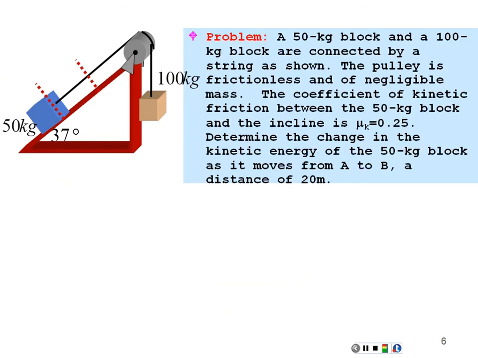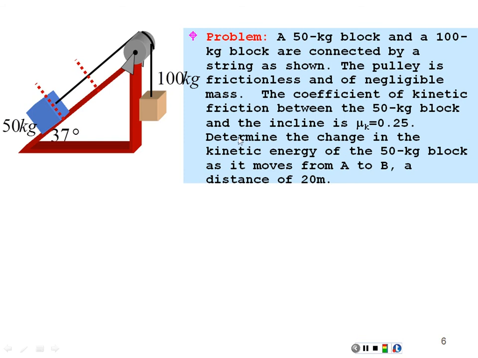Let's try another problem. See, these are all difficult situations dealt with rather easily using conservation of energy. A 50 kilogram block and a 100 kilogram block are connected by a string as shown. The pulley is frictionless and of negligible mass. The coefficient of kinetic friction between the 50 kilogram block and the incline is mu equal to 0.25. Determine the change in the kinetic energy of the 50 kilogram block as it moves from A to B, a distance of 20 meters. Well, if we're dealing with energy, we have to deal with the whole system.